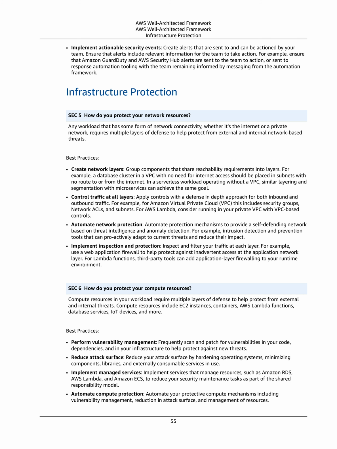Implement actionable security events. Create alerts that are sent to and can be actioned by your team. Ensure that alerts include relevant information for the team to take action. For example, ensure that Amazon GuardDuty and AWS Security Hub alerts are sent to the team to action, or sent to response automation tooling with the team remaining informed by messaging from the automation framework.